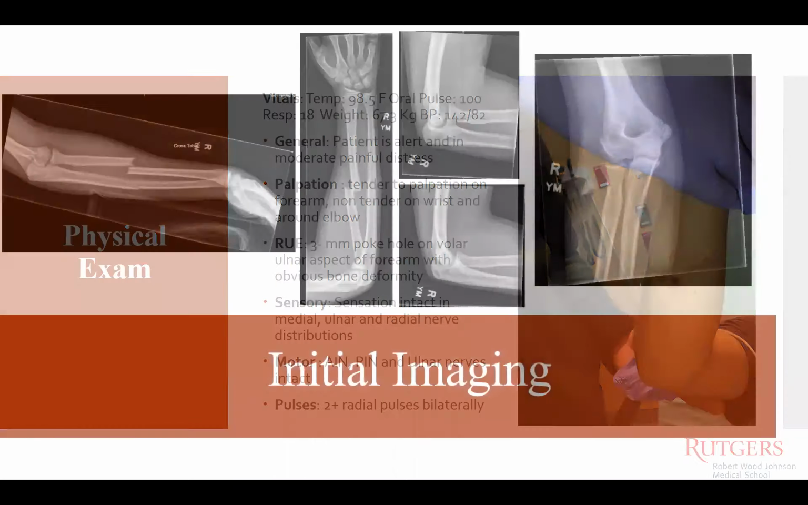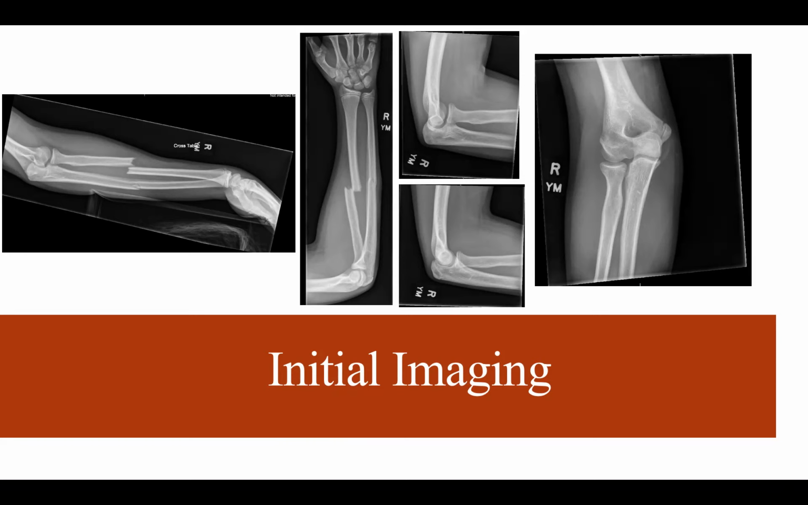So we did initial imaging. We have an AP and lateral here. We have a skeletally immature forearm here with a radial and ulnar diaphyseal fracture. It's moderately displaced, and we see minimal comminution. We also have orthogonal X-rays of the elbow and wrist, evaluating for ipsilateral injury.